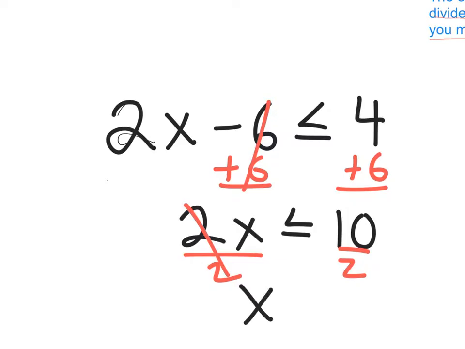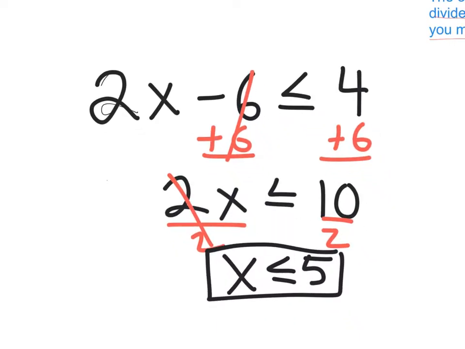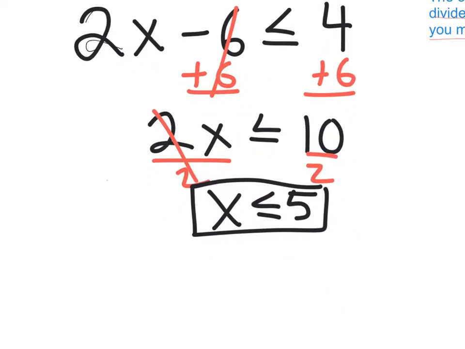Now, I didn't divide by a negative, right? Remember the notes that we had up there in blue, it says if you multiply or divide by a negative, that's when you have to flip the inequality symbol. So right here, it's just the same exact inequality symbol coming down through each step. And 10 divided by 2 is 5. And that's it. That's your answer. You see, it's easy.